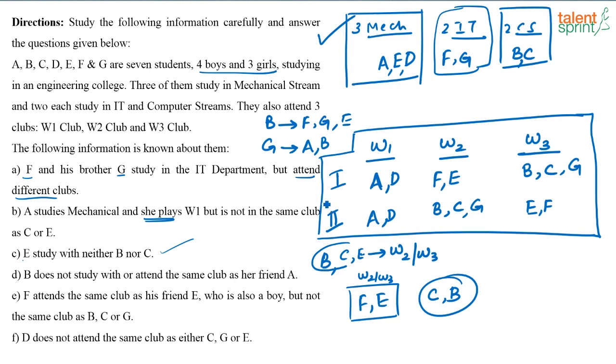Okay, so for this question you end up getting two possibilities when you look at the clubs in which you have to allocate them. But if you look at the streams that they are studying in, you get only one correct possibility. Now let's look at the questions that follow.